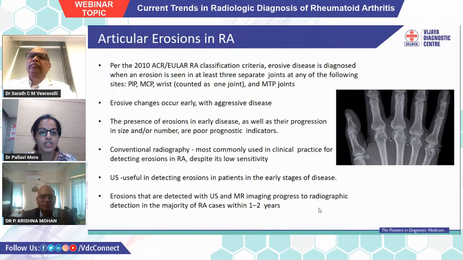The presence of erosions in early disease, as well as their progression in size and or number, are poor prognostic indicators. Conventional radiography is most commonly used in clinical practice for detecting erosions in rheumatoid arthritis despite its low sensitivity. Ultrasound is useful in detecting erosion in patients with early stages of disease. Erosions detected on ultrasound or MR imaging progress to radiographic detection in the majority of rheumatoid arthritis cases within 1 to 2 years.